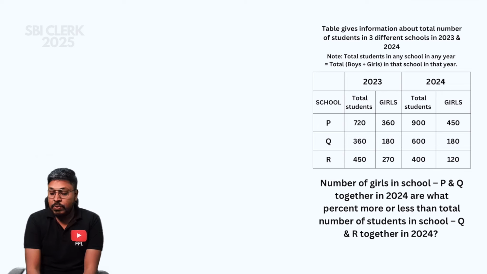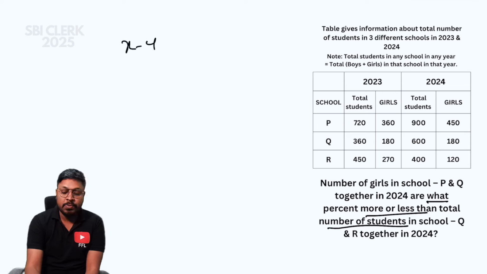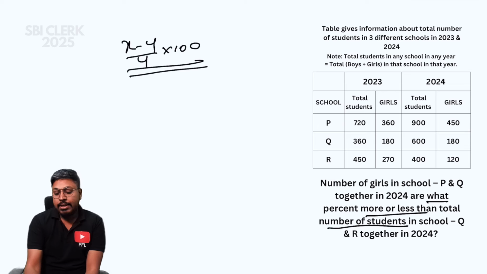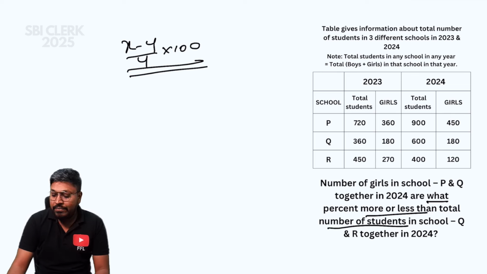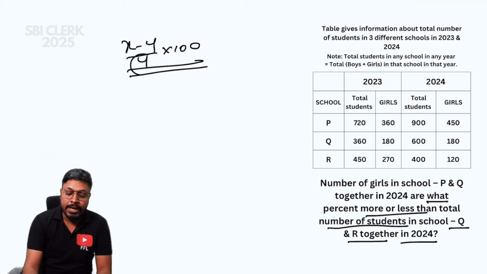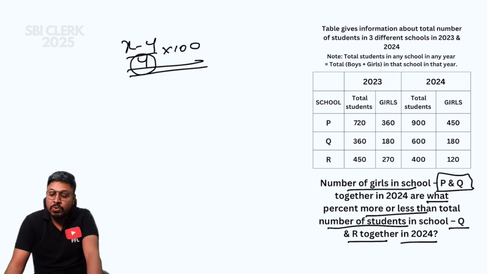So second question. Number of girls in school P and Q together is what percentage more or less? Just see what percentage more or less. That means we have to use the formula x minus y divided by y into 100, right? So whenever you see what percentage more or less, definitely it's a formula. So we have to compare with Q and R together in 2024. That means the denominator value Y should be Q and R, and the numerator value X should be P and Q.